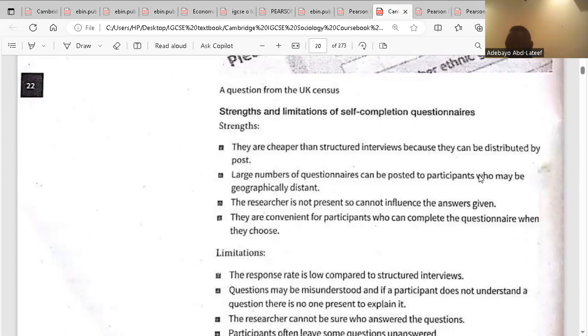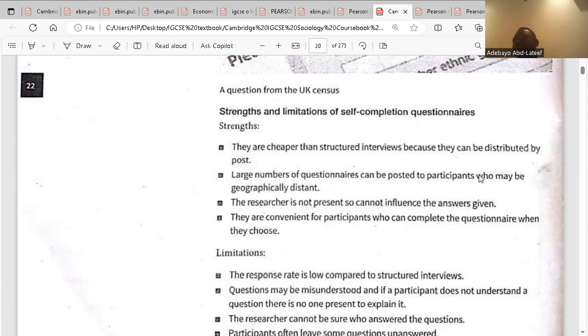The first strength or advantage is that they are cheaper as they can be distributed through post. It's cheaper. It's not like a structured interview that takes time. You can just distribute these across anywhere through post. So large numbers of questionnaires can be posted irrespective of the geographical location. If it is a structured interview, that means physically you have to be there. Can you be everywhere? No. But if it is post, you can send it everywhere, irrespective of the geographical location. Clear? Yes.